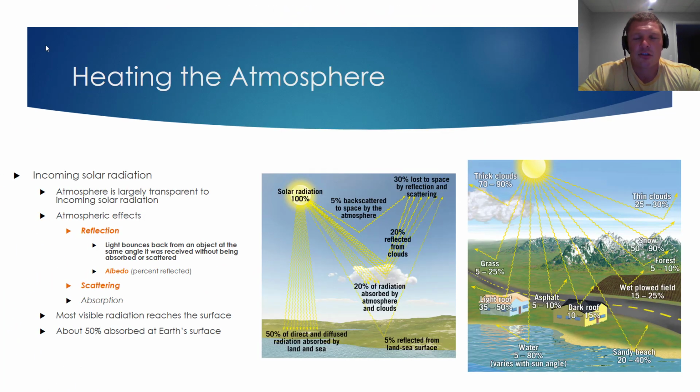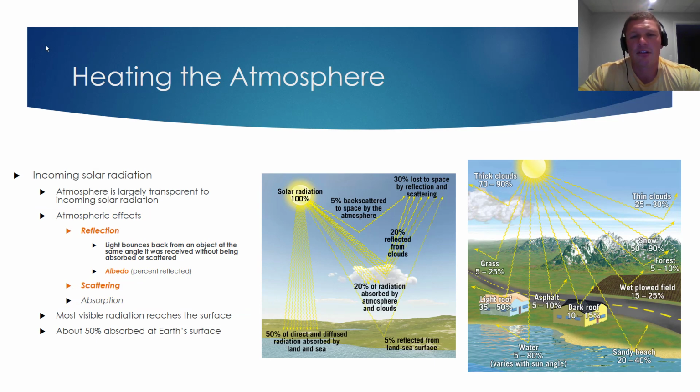Our last consideration in this video podcast is heating the atmosphere. And while we're on the topic of radiation, we're going to focus on solar radiation, which is electromagnetic energy coming from the sun. Now, our atmosphere is capable of doing three different things with that incoming solar radiation. It can reflect it, it can scatter it, or it can absorb it. And Earth's surface can either reflect or absorb that same solar radiation.